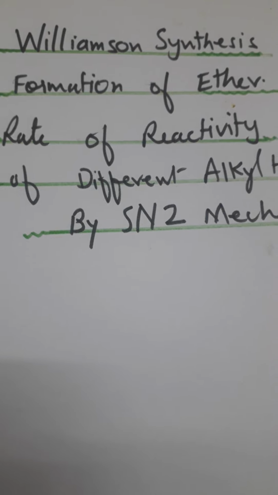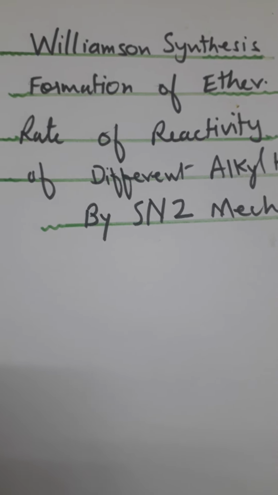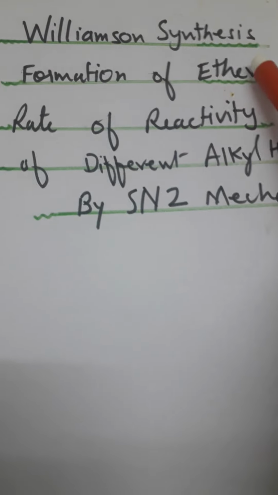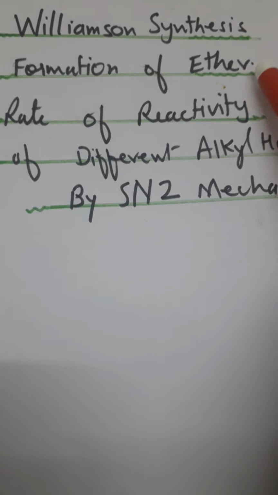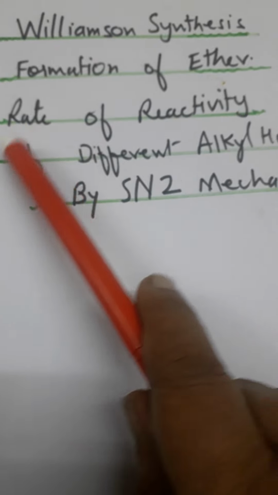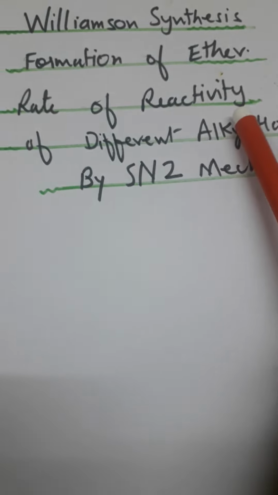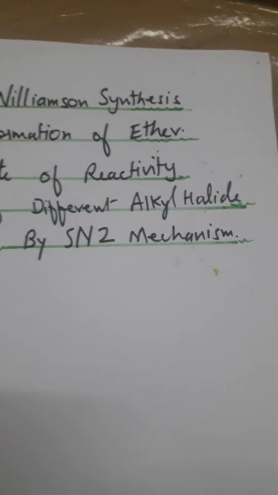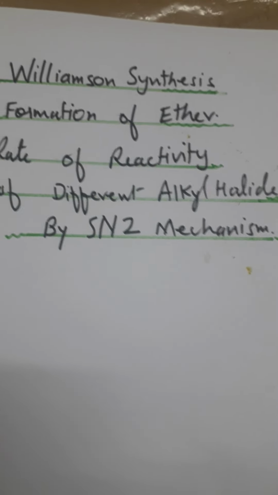Hello student, today we will discuss the Williamson synthesis. It is the synthesis of ether. Ethers are formed, but basically we have to discuss the rate of reactivity of different alkyl halides by the SN2 mechanism. What does it mean? It means which alkyl halide reacts faster as compared to the other.